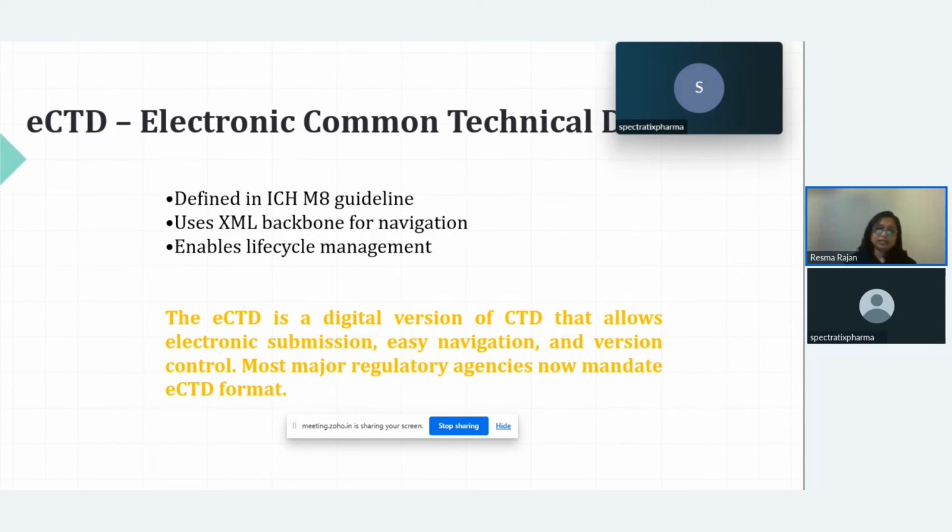But in the other section, even though we can maintain different folders, the files need to be maintained, but in this there will be an XML backbone, so electronically you can navigate. And most regulatory agencies nowadays mandate that you should submit your dossier in an eCTD format.